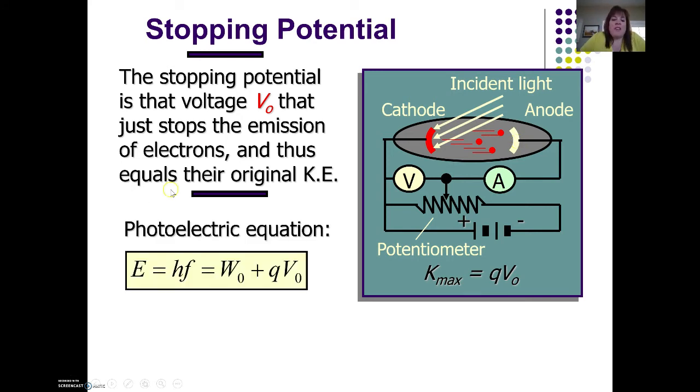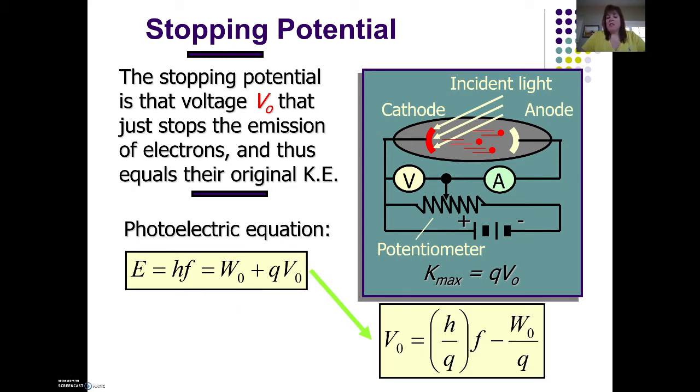So I can rewrite the equation so that the energy in, hf, is equal to the energy out, the work function of the metal, plus the stopping voltage times Q, right? That's the potential energy. So when the potential energy, QV, is equal to the kinetic energy of the electrons, then they stop. Now I can rearrange this equation and solve for the stopping voltage, which means I've got to put Q there. So I have h over Q times f minus work function over Q.